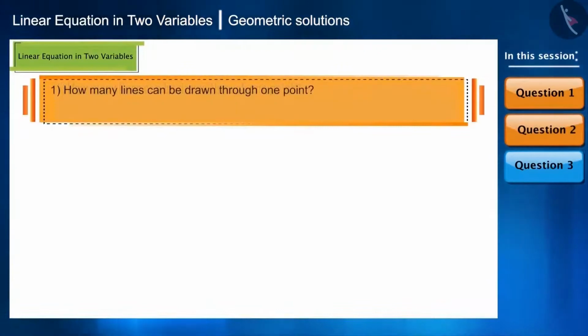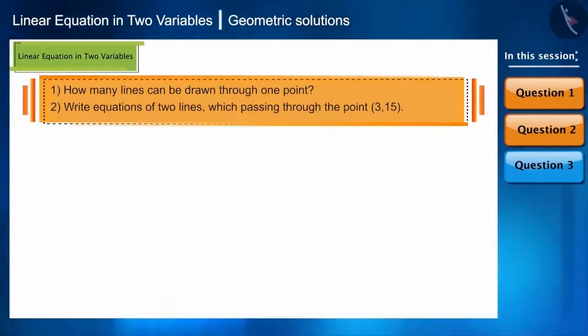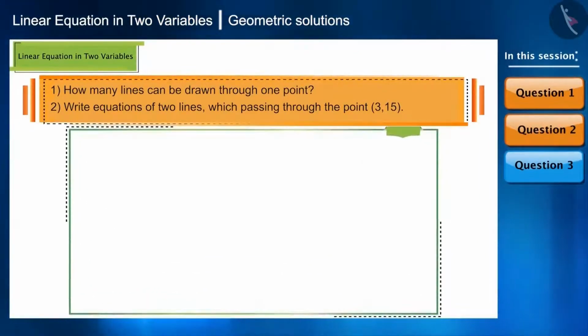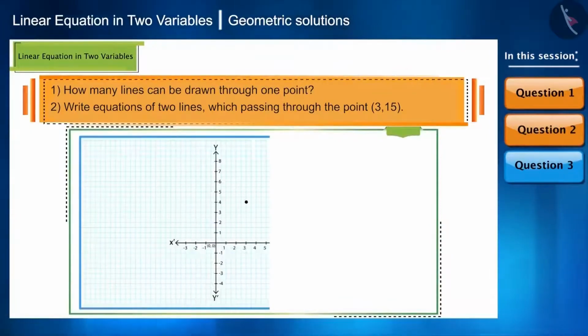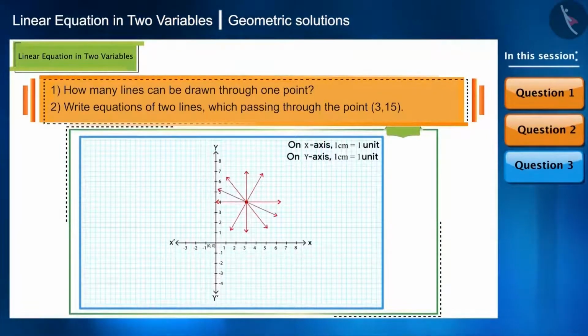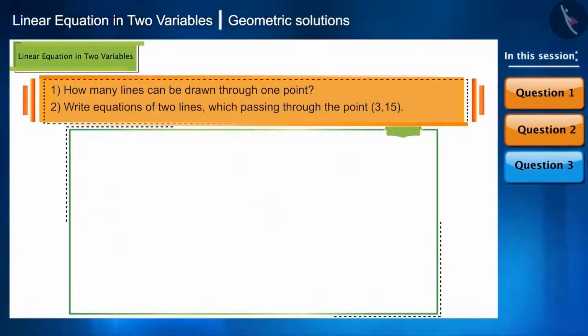Explain how many lines can be drawn through a point and also write equations of 2 lines passing through the point (3, 15). First of all, infinite number of lines can be drawn through one point. And when countless lines can be drawn, all we have to do is write 2 such equations of lines which pass through the point (3, 15). Does this question seem difficult? The answers to these kinds of questions can be derived from the given point itself. The given point has x and y coordinates.